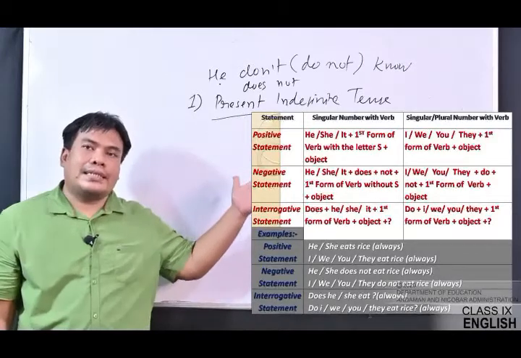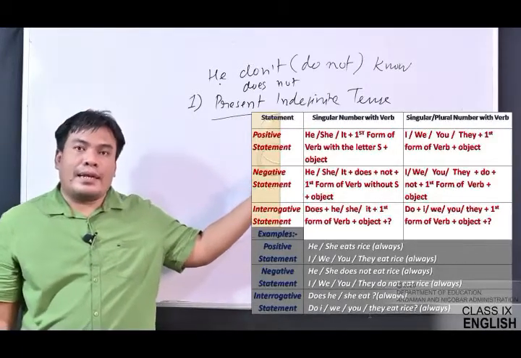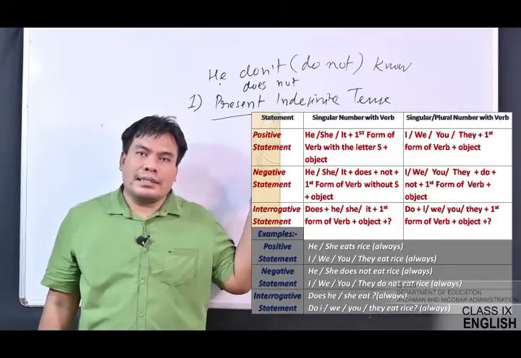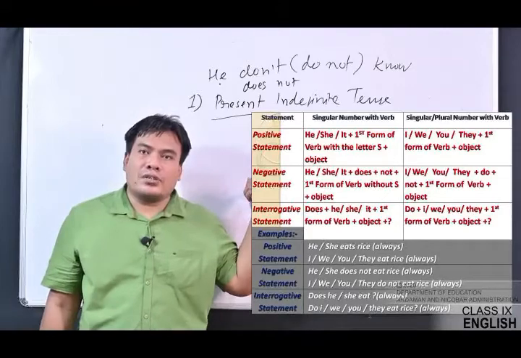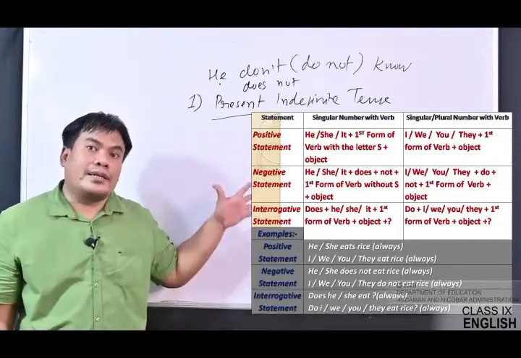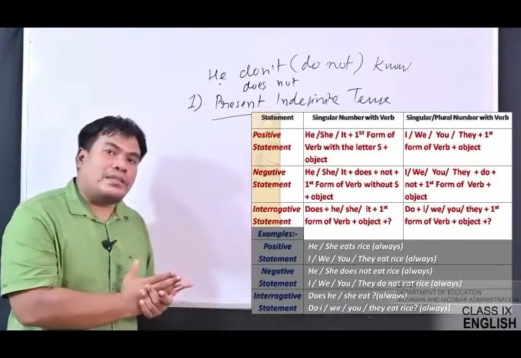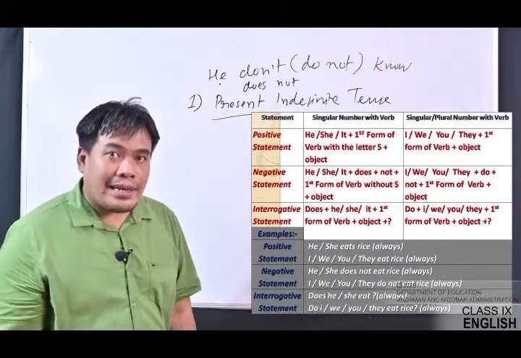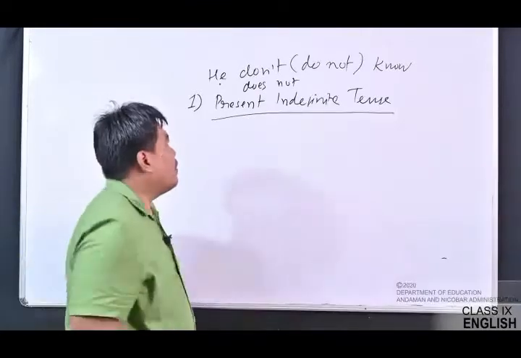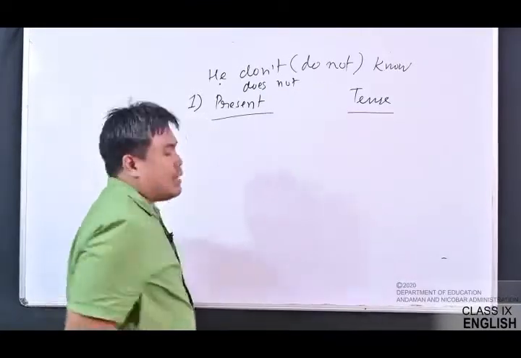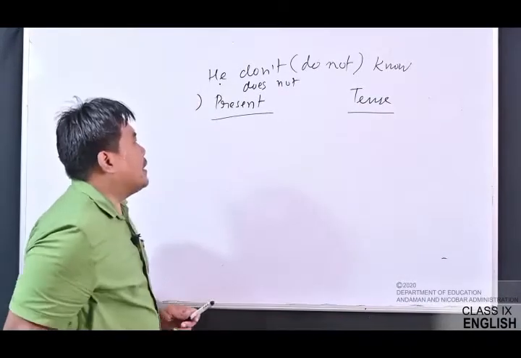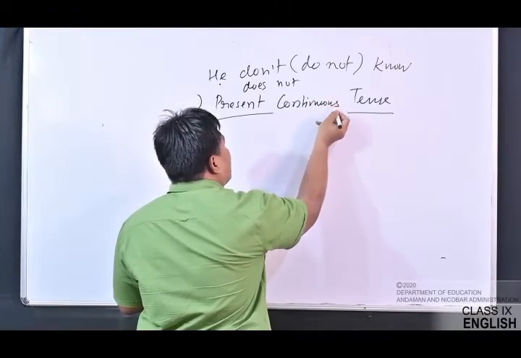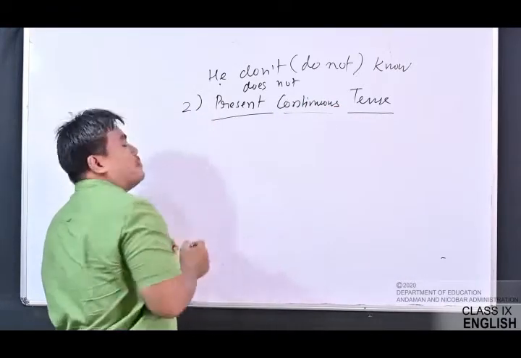So please take a snapshot of that with your mobile phone and then try to understand those terms which are there in the columns, the statement columns, the singular number with verb columns, and the singular plus plural number with verb columns. And try to understand how you have to frame the sentences. We shall meet in the next class with the second topic, that is the present continuous tense. Okay, what is that? The present continuous tense. That is going to be quite interesting for you. So please do listen to me, to what I'm saying to you.